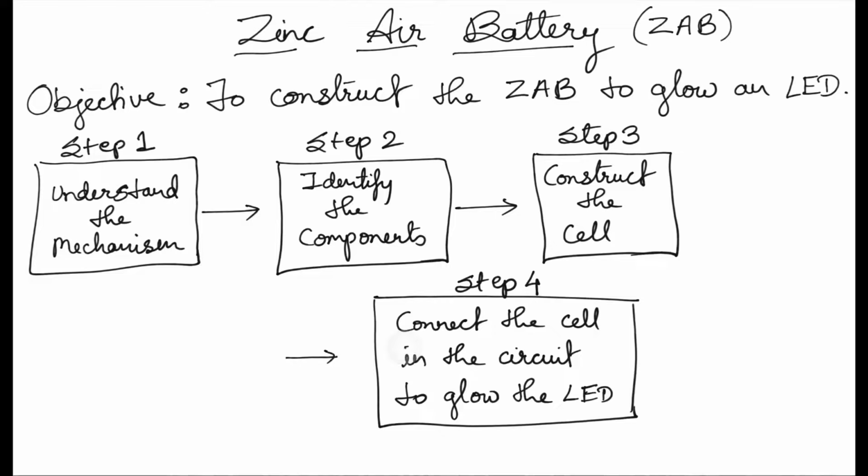The first step will be to understand the mechanism of this zinc air battery, like what reactions happen at the anode and cathode. In step 2, we will try to identify the components of this battery, what materials have been used at the anode, cathode and at the separator. In step 3, we will try to construct the cell. We will try to measure the output voltage with a multimeter. And in step 4, we will try to connect this cell into a circuit to glow the LED.